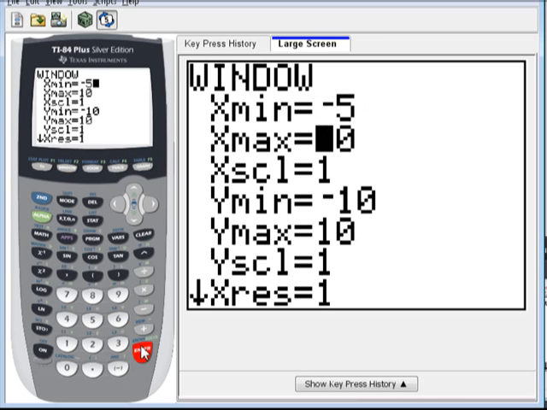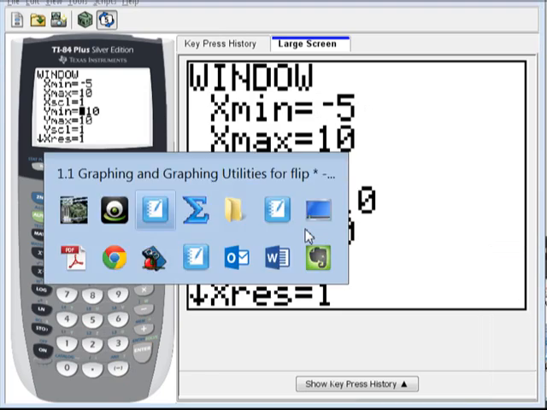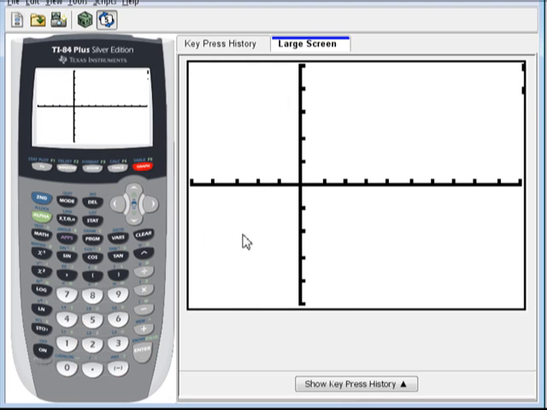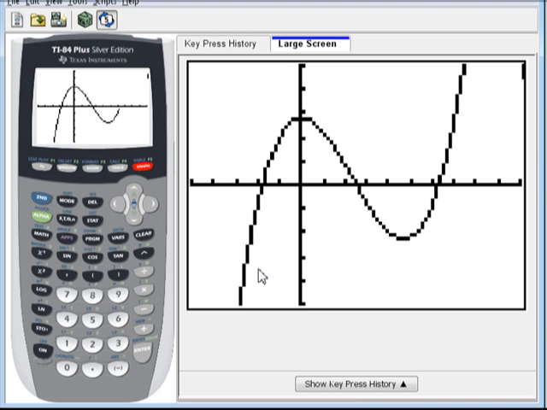Should have done that before. So negative 5 to 10 by 1s, and then negative 50 to 50 by 10s. That was our good graph. So negative 50 to 50 by 10s. This is going to be our nice graph so we can see what's going on. So there I got my nice graph. So now it's going to be a little easier.